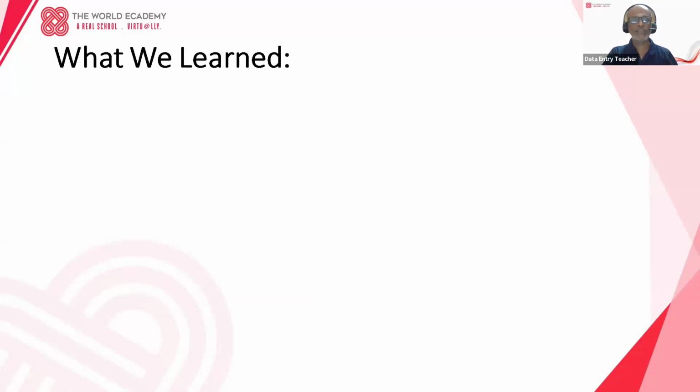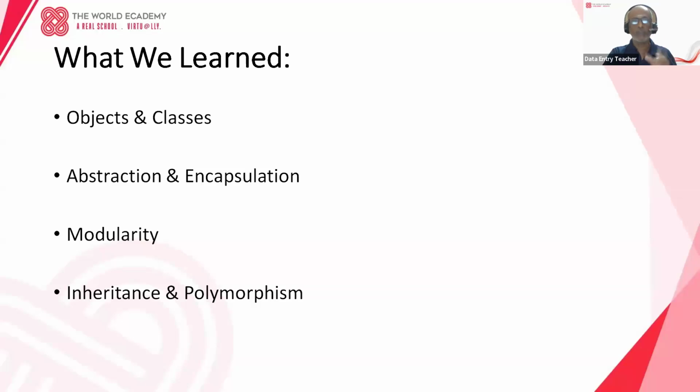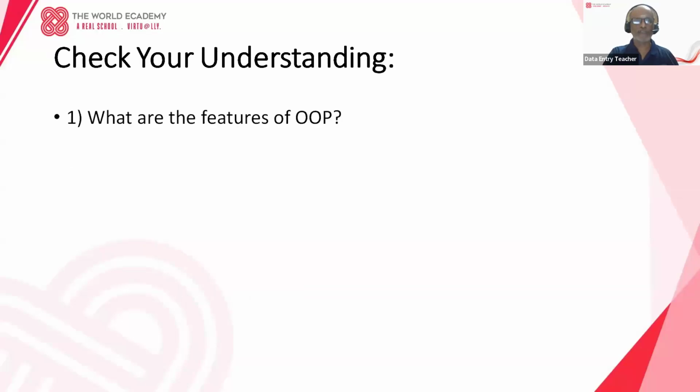Okay. Next, what we learned? We learned the objects and our classes. We learned the abstraction and encapsulation. We have learned the modularity. You're splitting the program into sub-programs, right? So modularity. Then after that will be the inheritance and polymorphism. This is all what we have learned. So check your understanding. What are the features of OOP? Objects, classes, data abstraction. Then you will have encapsulation, modularity, inheritance, polymorphism. These are all the features of OOP.